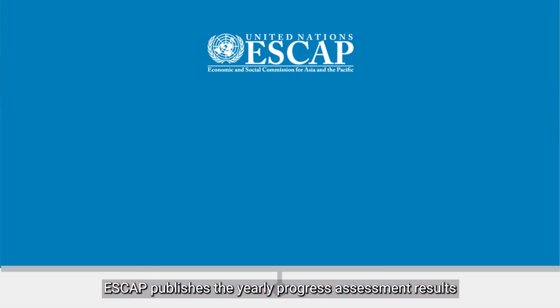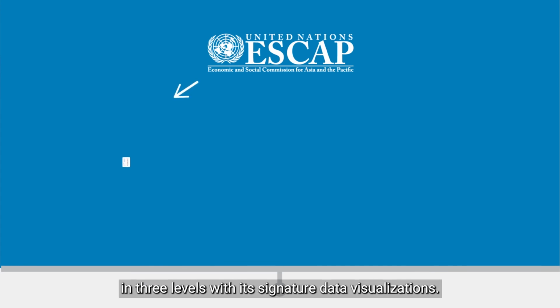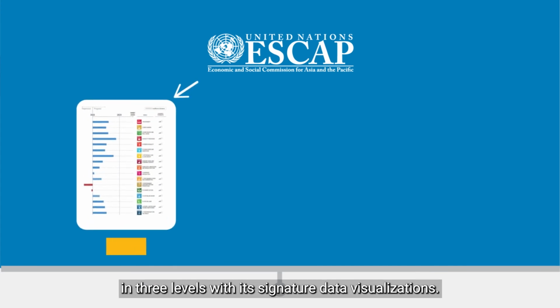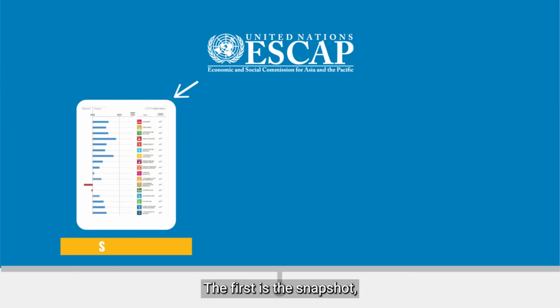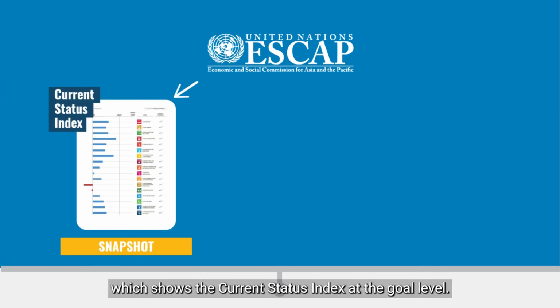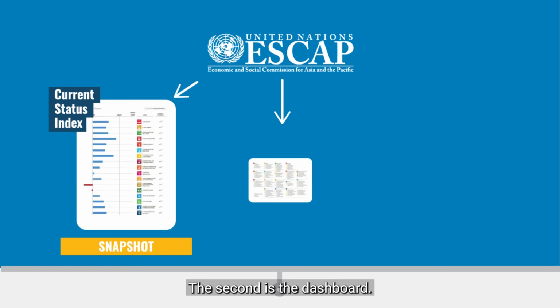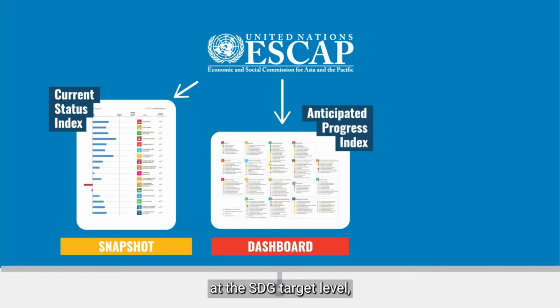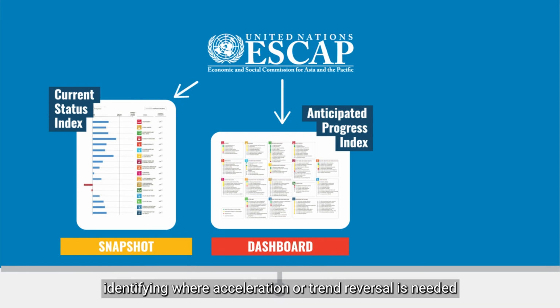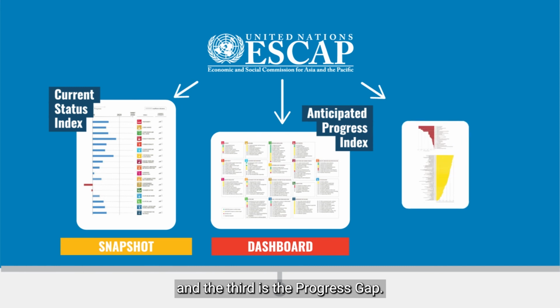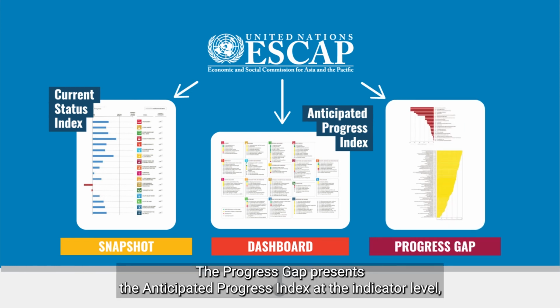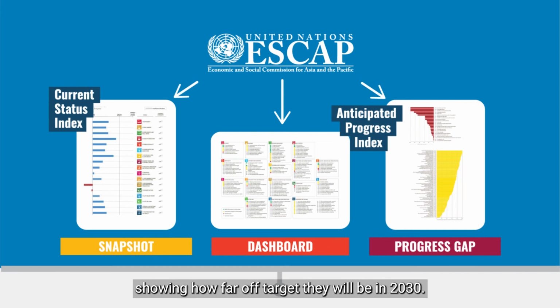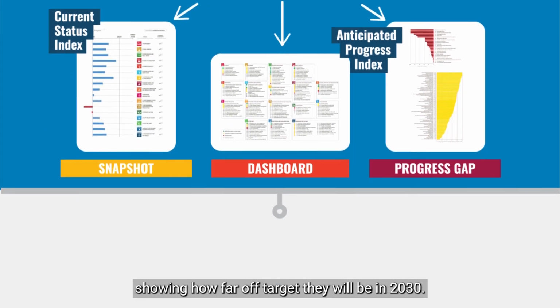ESCAP publishes the yearly progress assessment results in 3 levels with its signature data visualizations. The first is a snapshot which shows the current status index at the goal level. The second is the dashboard. This gives an overview of the anticipated progress index at the SDG target level, identifying where acceleration or trend reversal is needed. And the third is the progress gap. The progress gap presents the anticipated progress index at the indicator level, showing how far off target they will be in 2030.